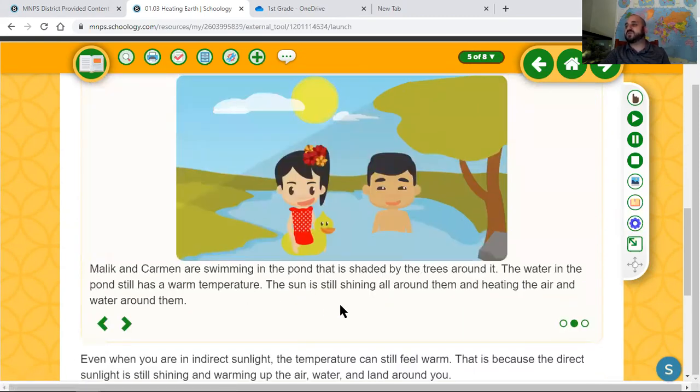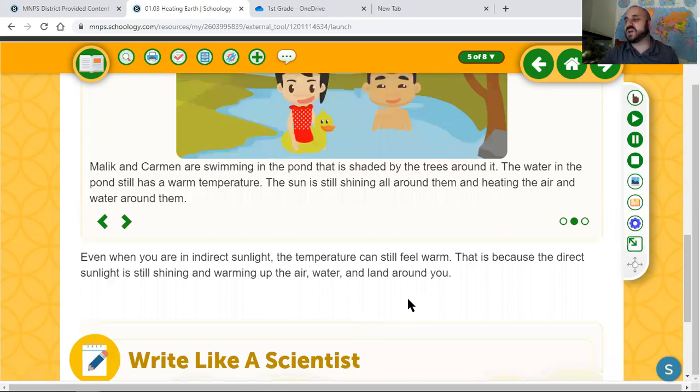Malik and Carmen are swimming in the pond that is shaded by the trees around it. The water in the pond still has a warm temperature. The sun is still shining all around them and heating the air and the water around them. Even when you are in indirect sunlight, the temperature can still feel warm. That is because the direct sunlight is still shining and warming up the air, the water, and the land around you.